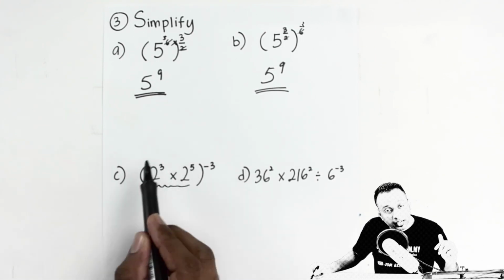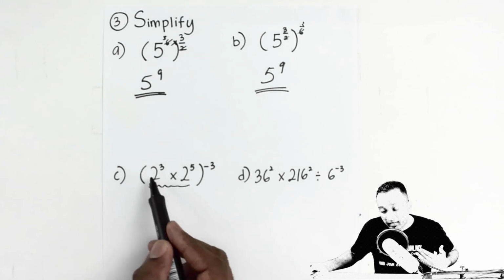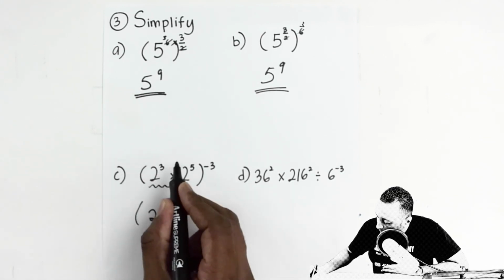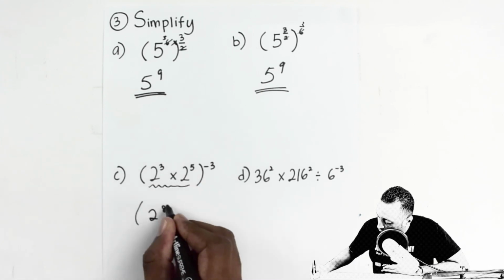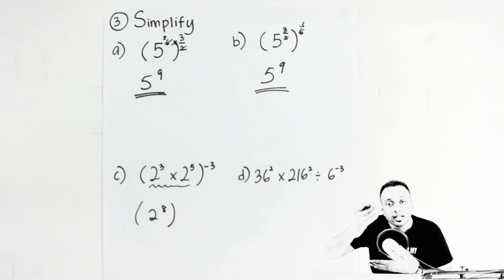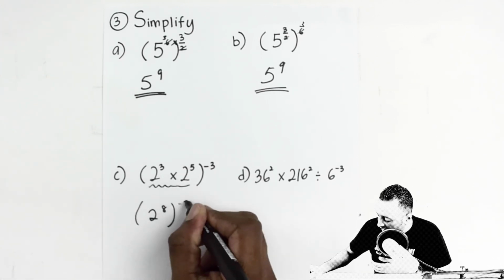Can you solve this? Boleh tak kita selesaikan benda ni? Boleh, because they have the same base, right? So we're gonna write here 2 power 3 times means plus 3 plus 5 is 8. Itulah apa yang kita akan dapat dalam kurungan. Sebab ikut BODMAS, dalam kurungan kena selesaikan dulu. And then kita akan ada negative 3 dekat luar.